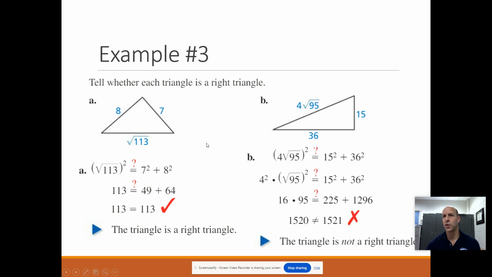For B here, again, I'm just going to show the work right here. This one, when you work it out, you get 1,020 doesn't equal 1,521. It's really close. It looks like it's a right triangle, but this one is not a right triangle because it does not satisfy the converse of the Pythagorean theorem.